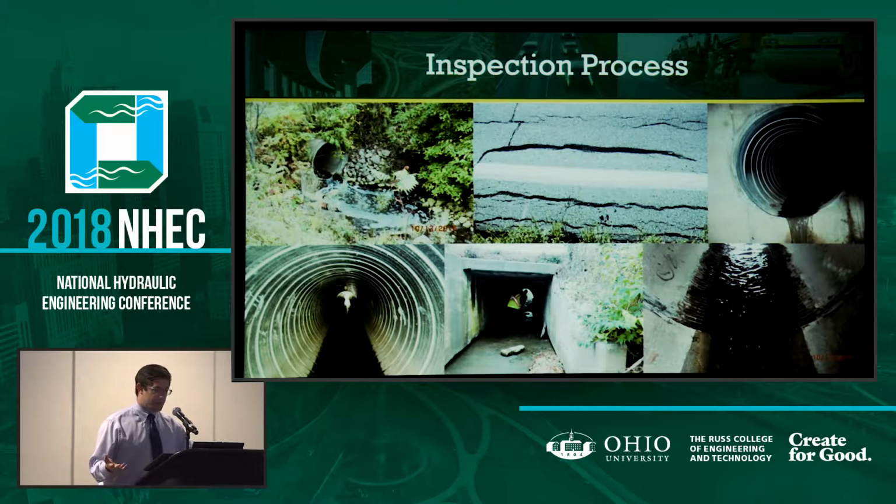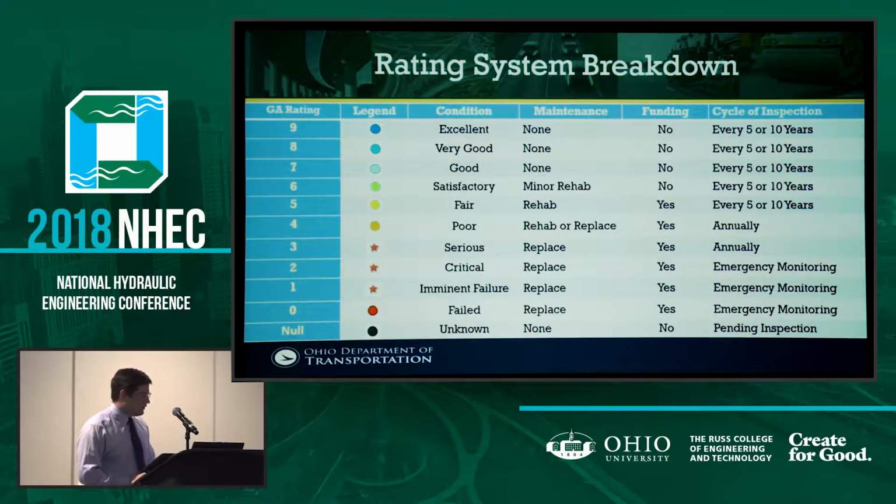Basically, it's coming back to the general appraisal I was talking about. General appraisal is dictated by color on these maps, and I'll go over the breakdown right here. On the left you see the general appraisal rating. We rate from 0 to 9, and there are also nulls, which are ones that haven't been inspected yet. You can see the color differentiation, and the condition as it goes down to 0, we've failed. I know that's kind of the opposite of 1 to 4 being the good condition.